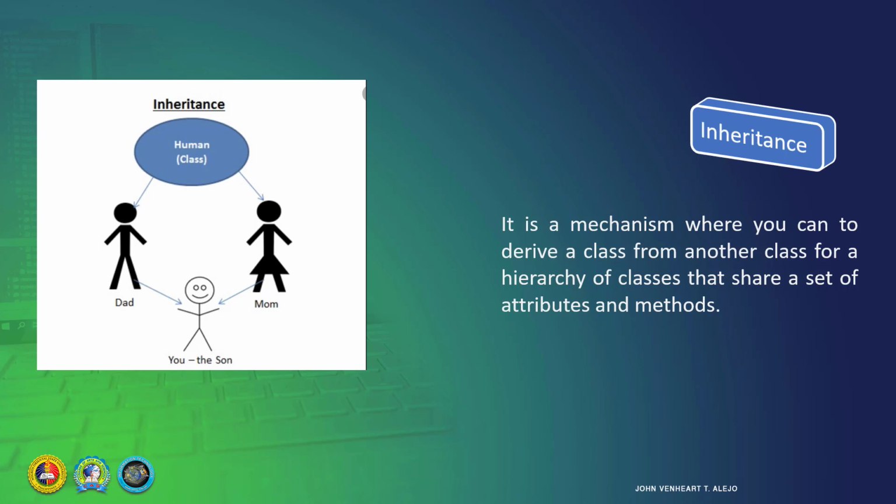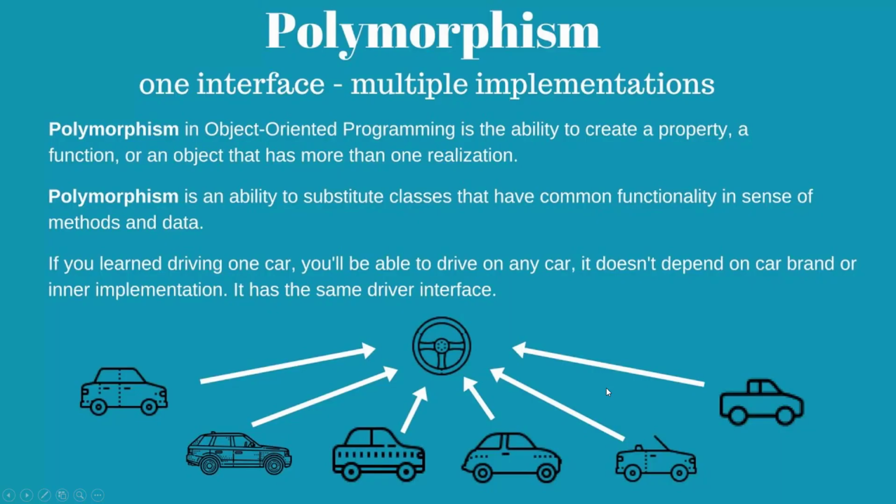Okay, so the last principle that we are going to talk about is polymorphism. One interface, multiple implementations. Polymorphism in object-oriented programming is the ability to create a property, a function, or an object that has more than one realization. I don't think you get the definition yet, but soon we are going to explain it one by one.